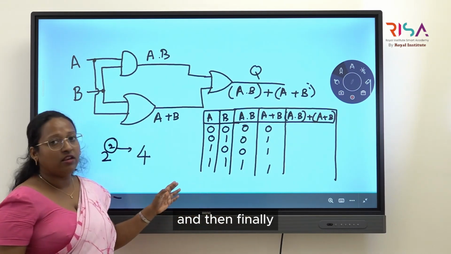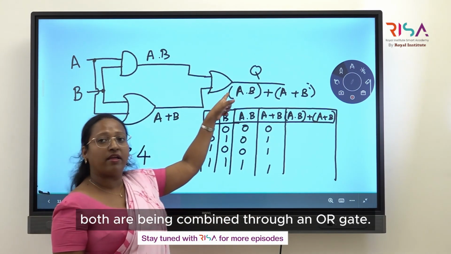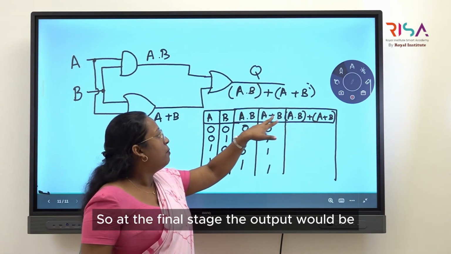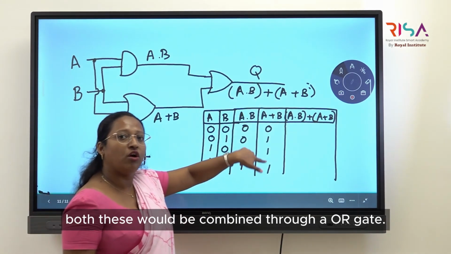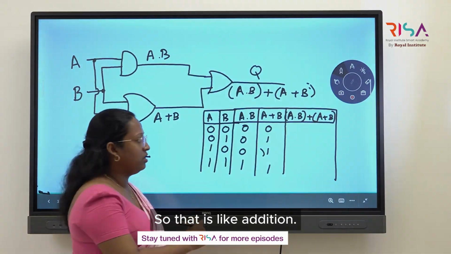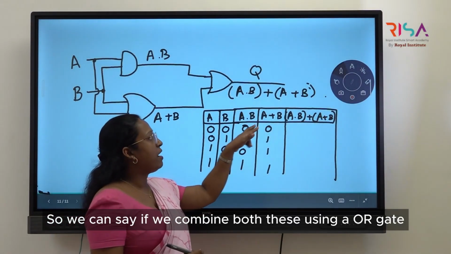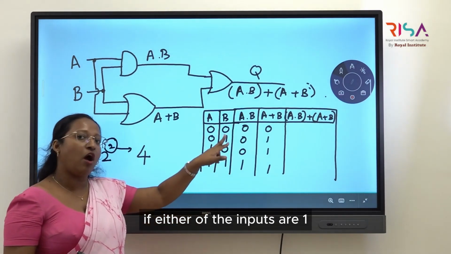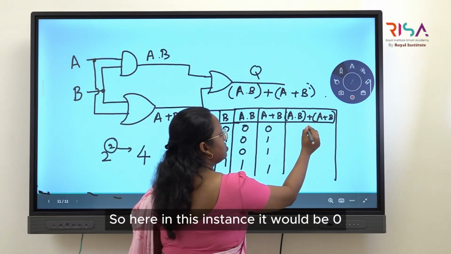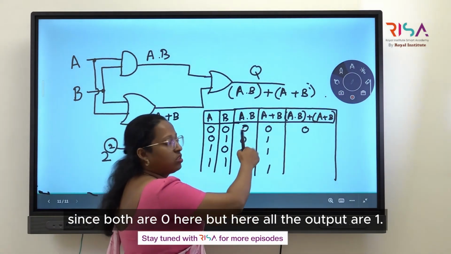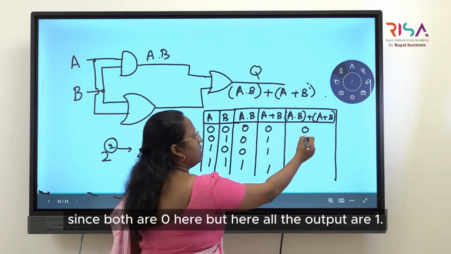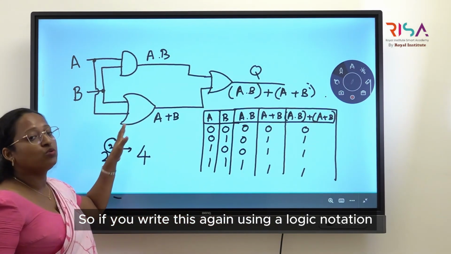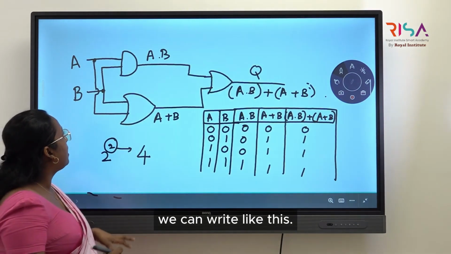Right? And then finally, both are being combined through an OR gate. So at the final stage, both these would be combined through an OR gate. So that is like addition. If we combine both these using an OR gate, if either of the inputs is 1, the output would be 1. So in this instance it would be 0 since both are 0 here, but here all the outputs are 1.